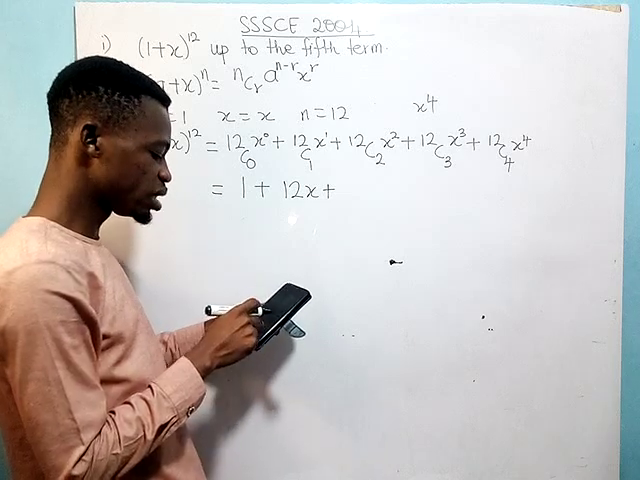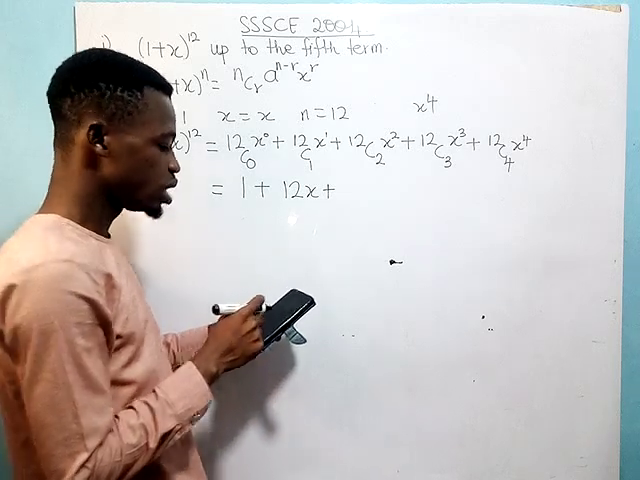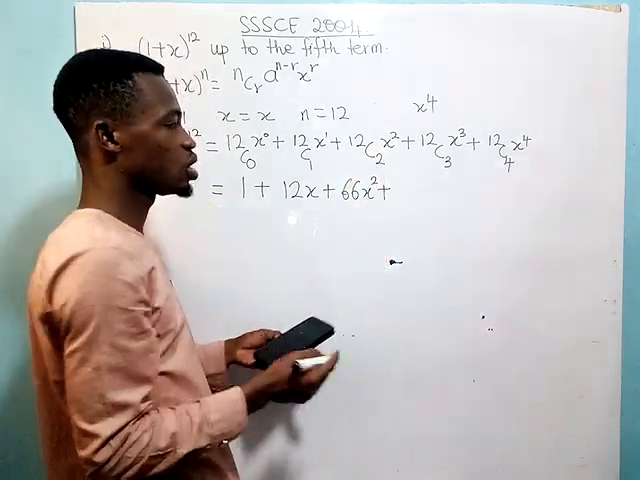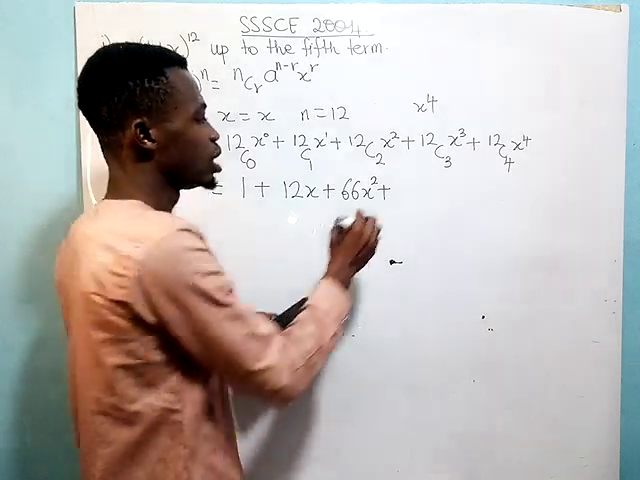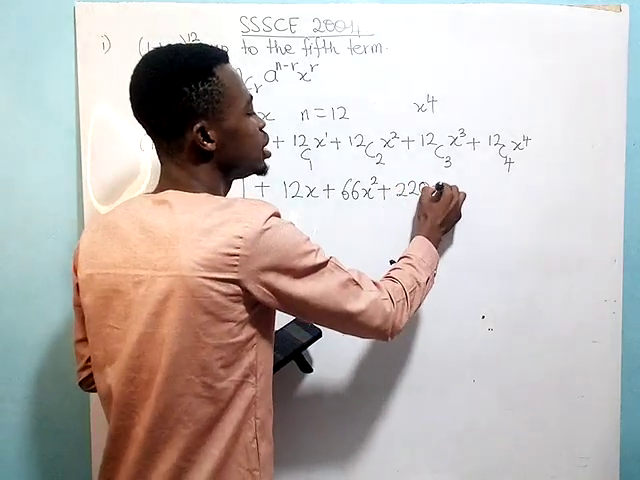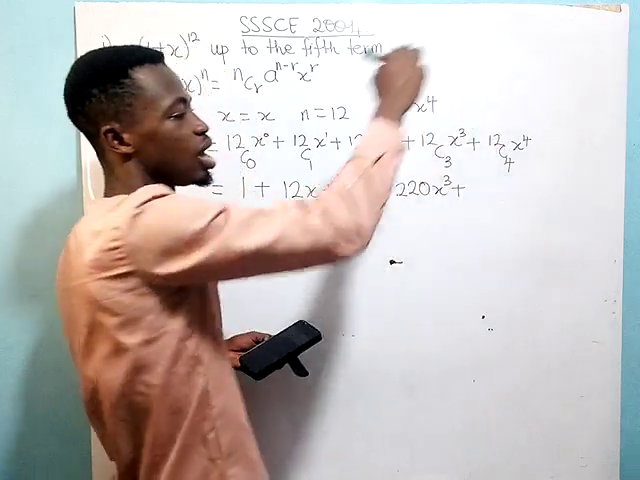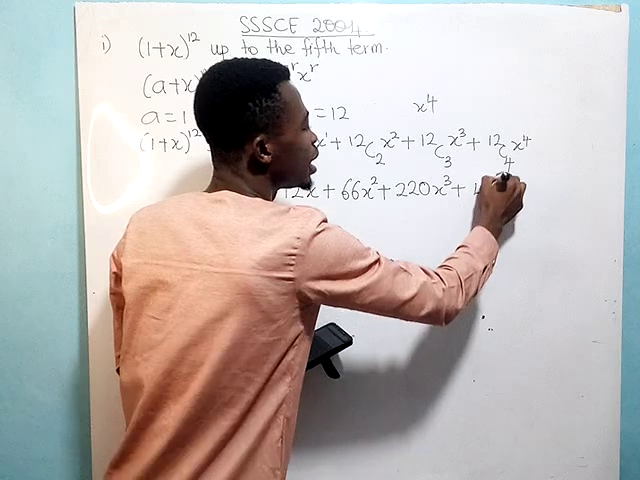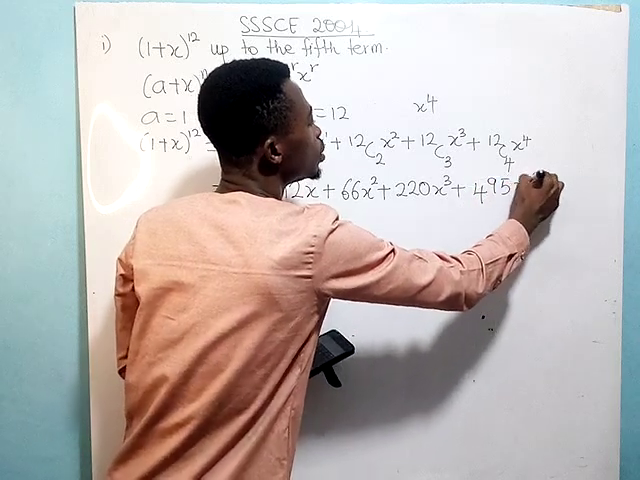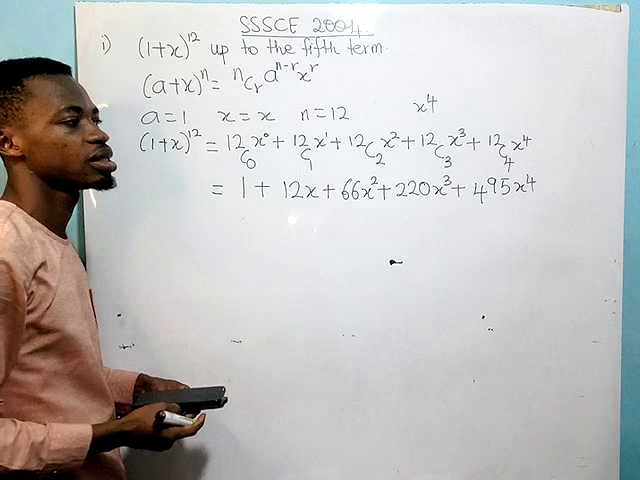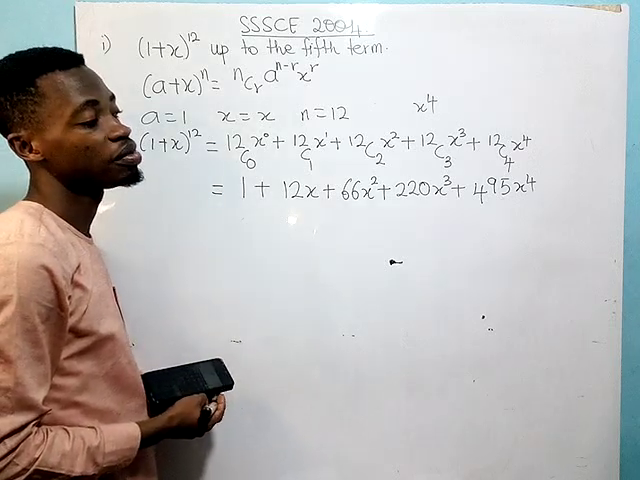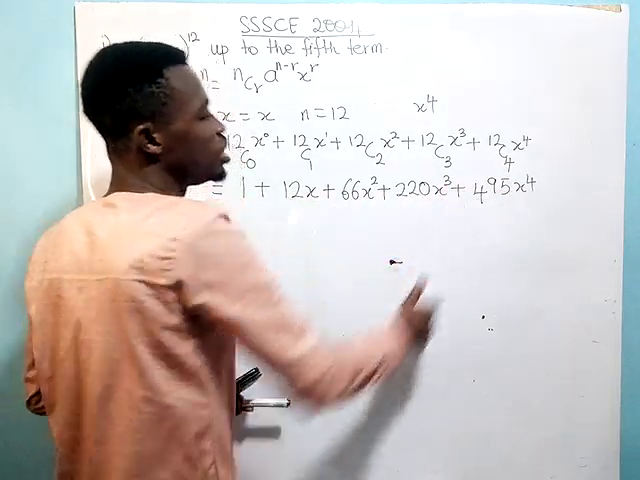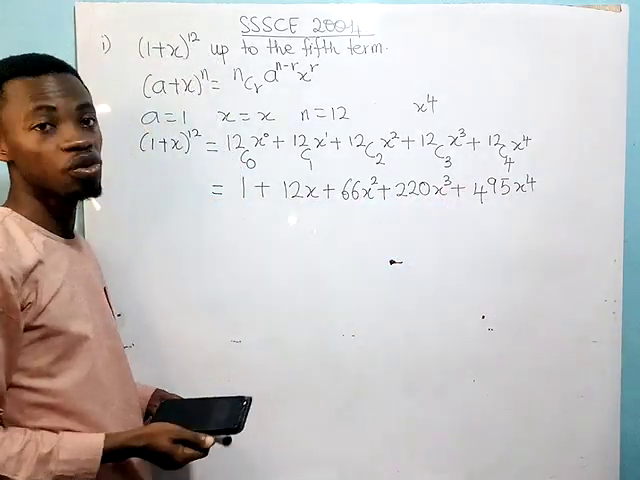So our 12 combination 2 is 66. So 66x squared. Then our 12 combination 3 is 220. Then our 12 combination 4 is 495, 495 x to the power 4. So we have 1, 2, 3, 4, 5. So we are done with the terms we're asked to find.